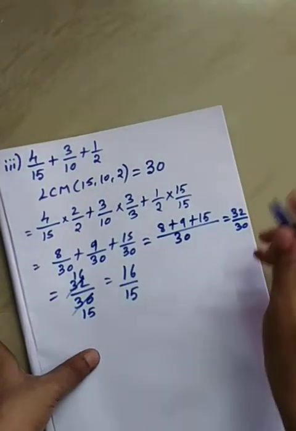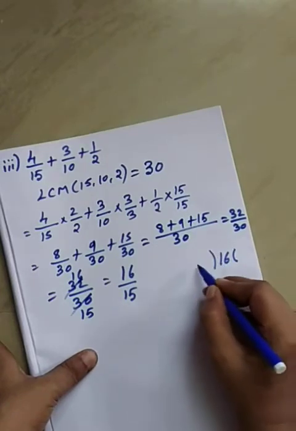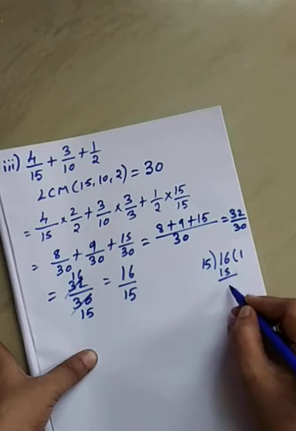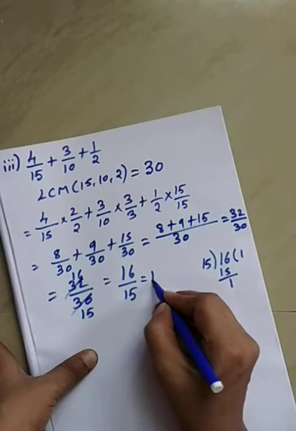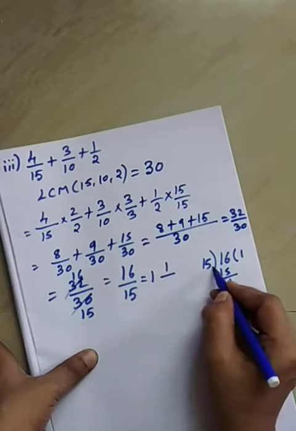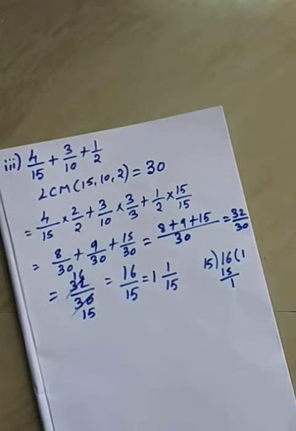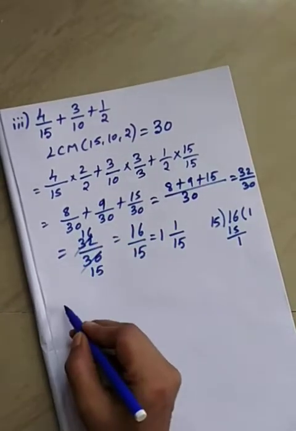Now you can write the mixed fraction: 16 divided by 15. 1 into 15, 15. So the remainder is 1. Write the quotient and then the remainder divided by the denominator 15. So your answer is 1 into 1 by 15. Clear? The fourth one.